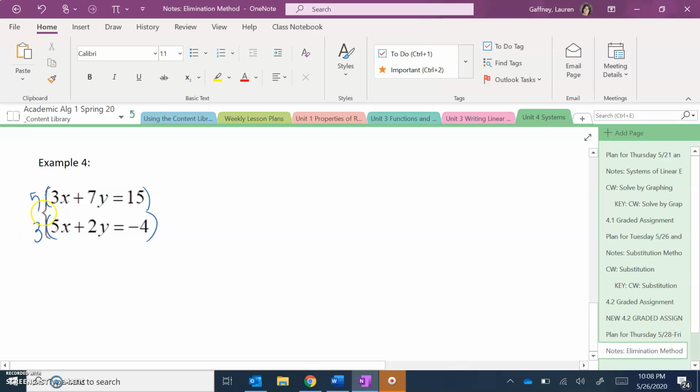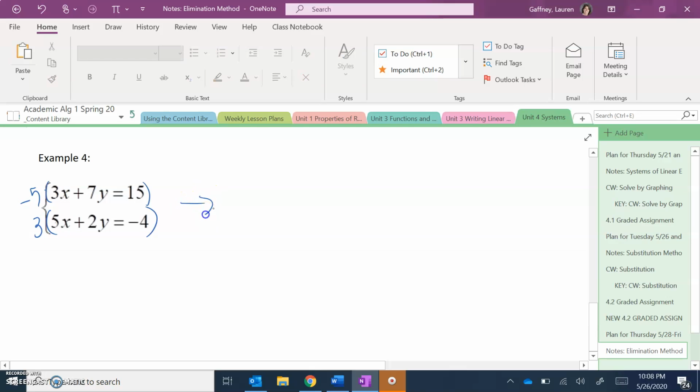Now, if I do that, these would become 15x and 15x. So one of them needs to be positive and one needs to be negative. It does not matter. Pick one. So I'll just make that one negative. So I'm going to rewrite both of these here. The top one would become negative 15x minus 35y equals negative 75. The bottom one, 15x plus 6y equals negative 12.